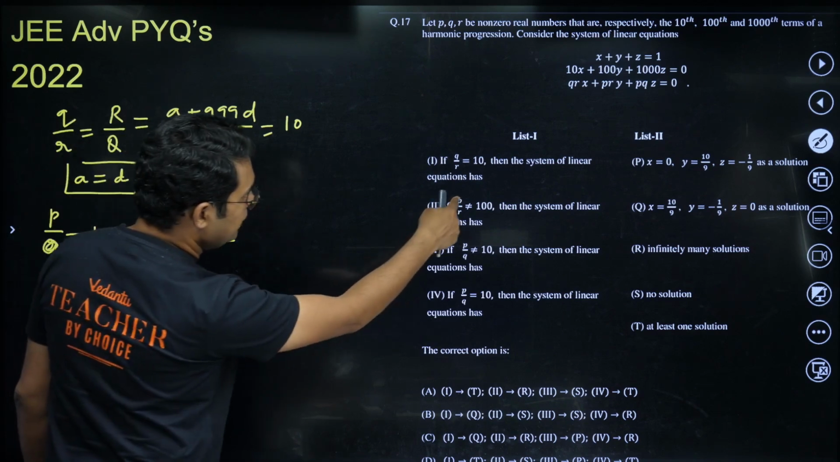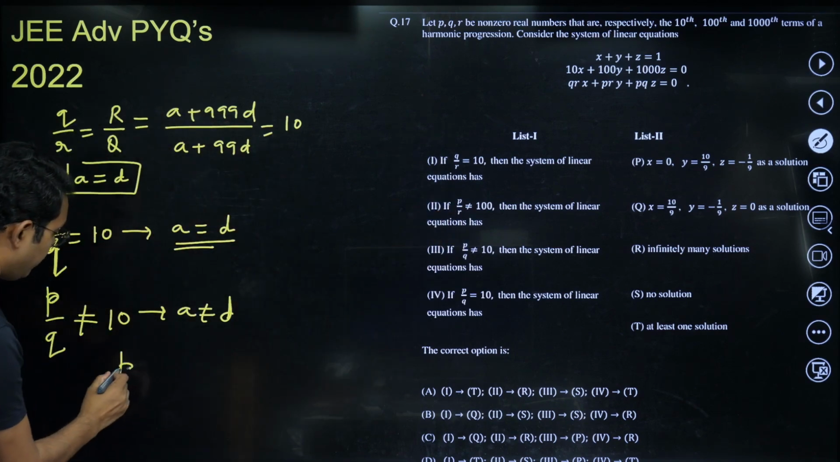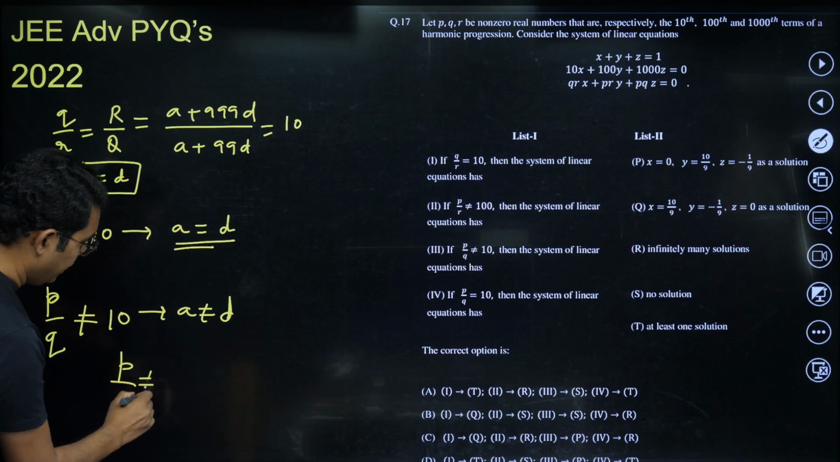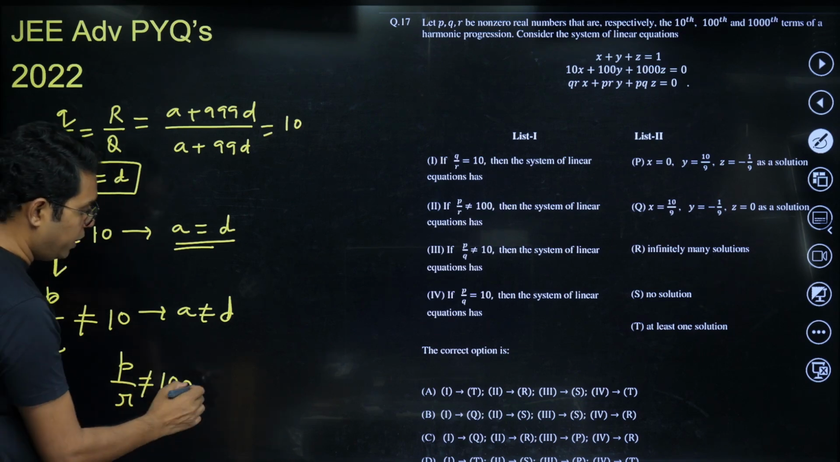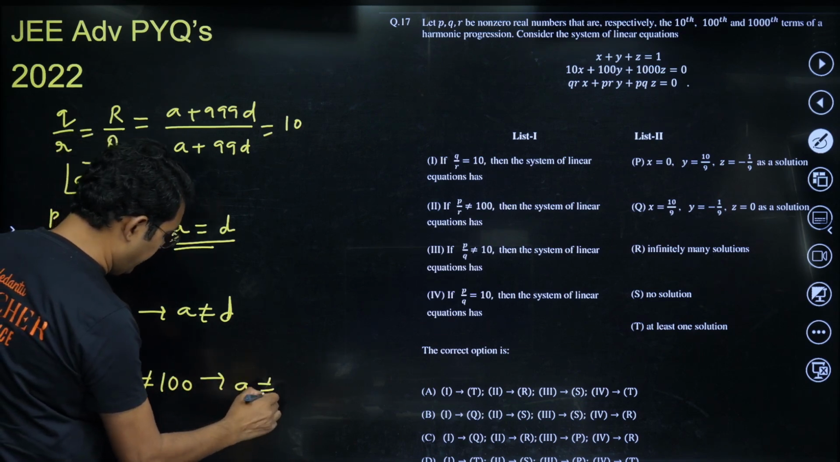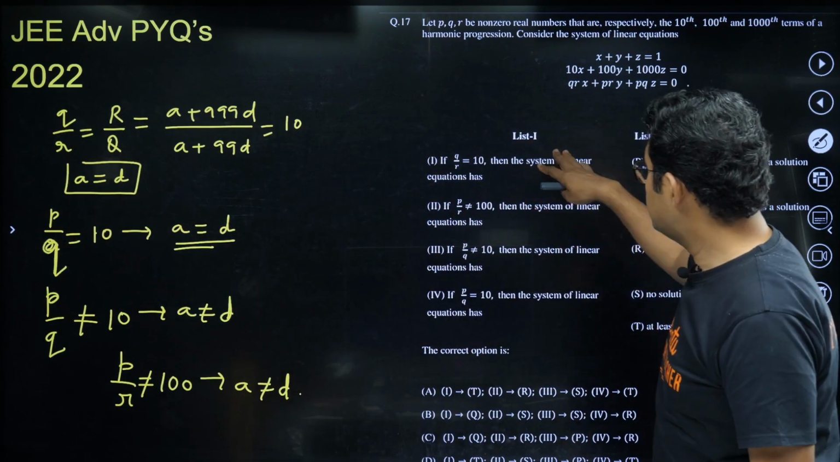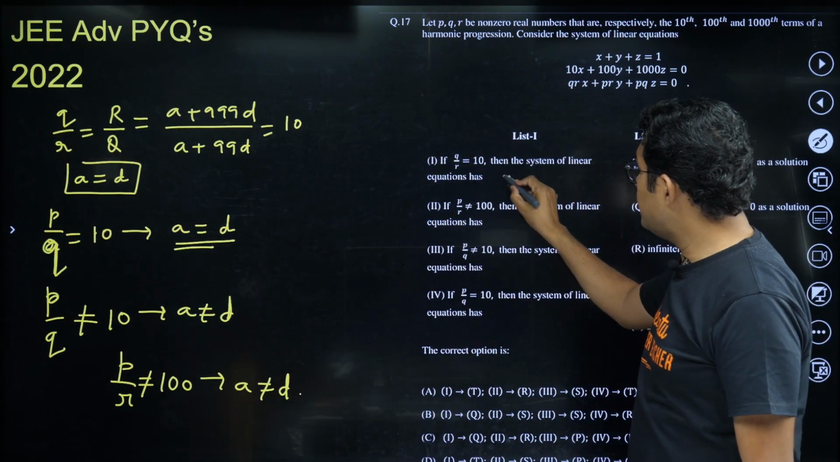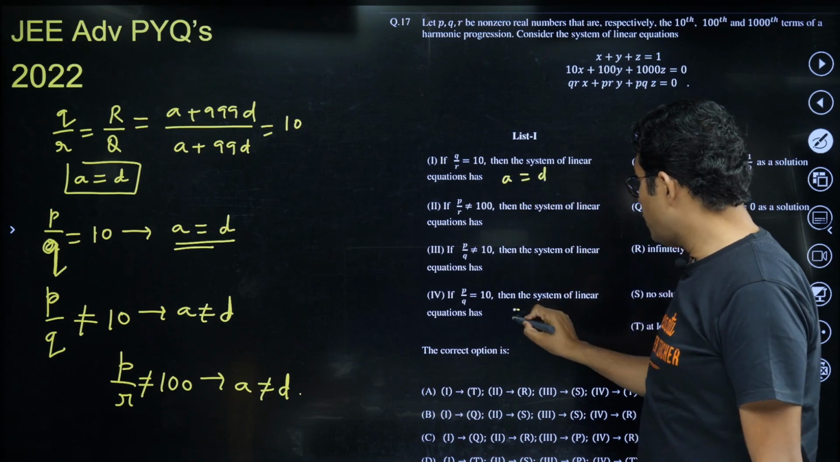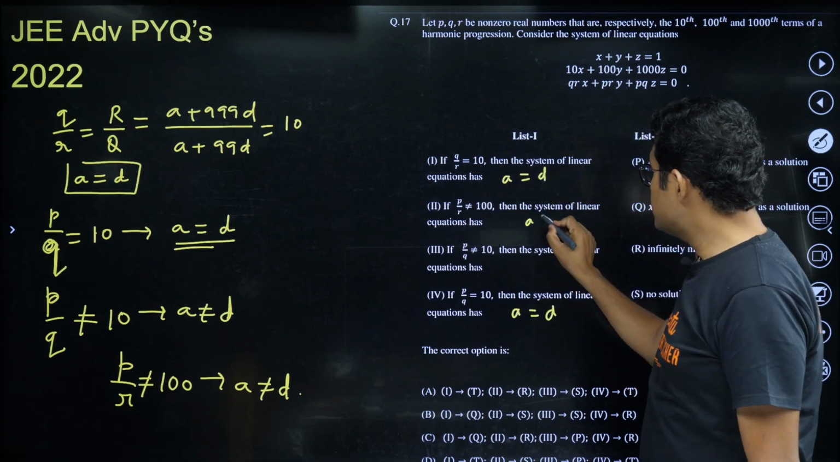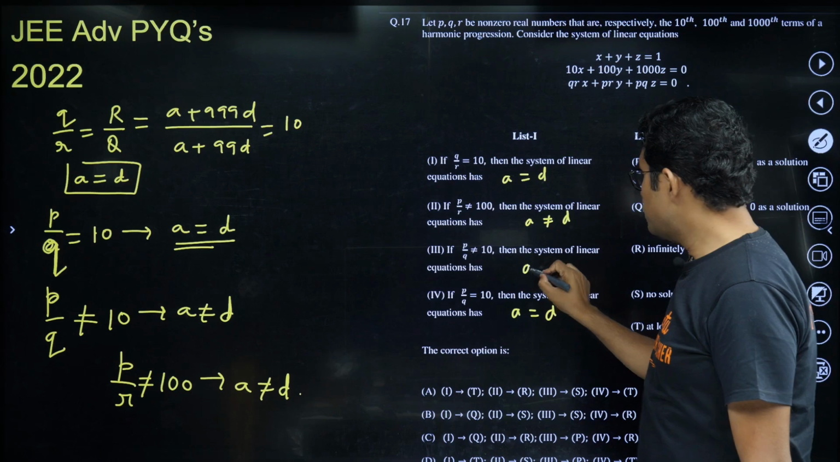Let me write all the conditions arising from this. I will not do the calculation, but you can check that P upon R not equal to 100 also gives you the same thing, that A is not equal to D. So corresponding to these four things, if this is equal to 10, then your A becomes equal to D. Here also A equal to D. Here A is not equal to D. Here also A not equal to D.